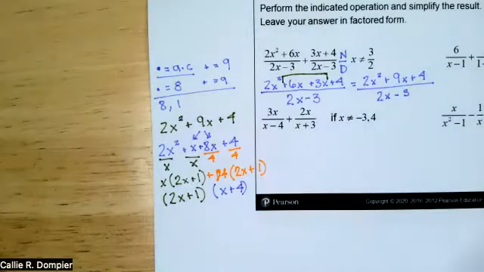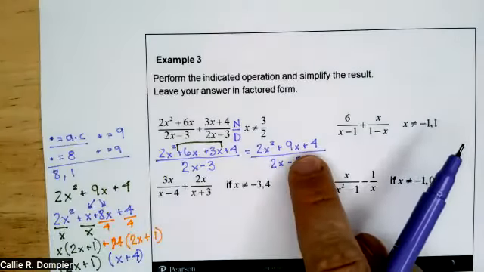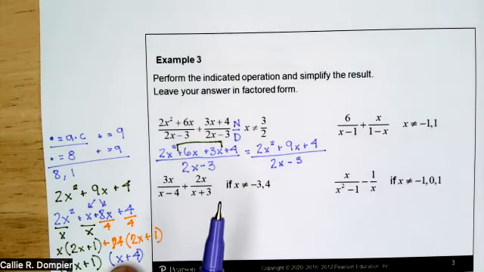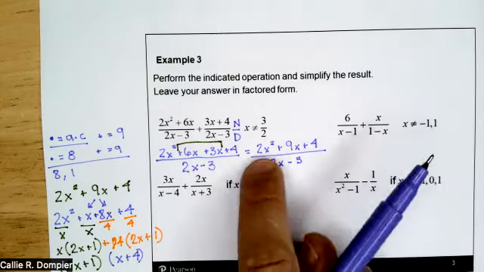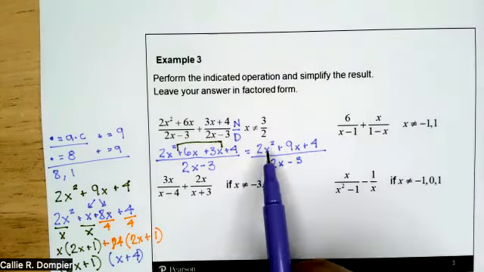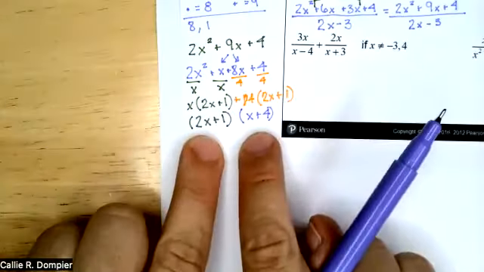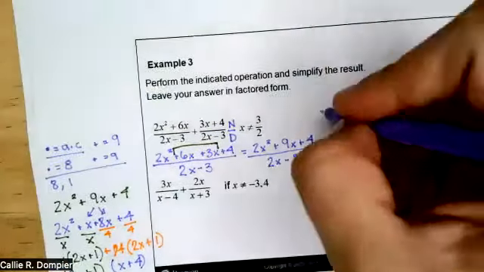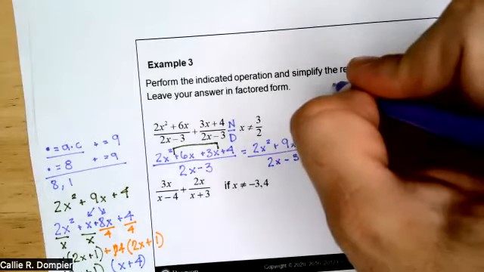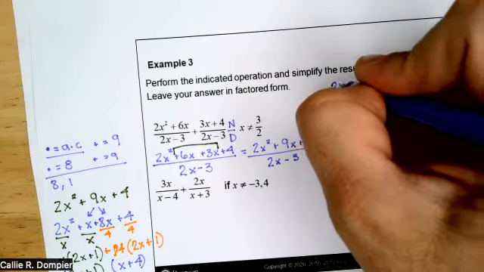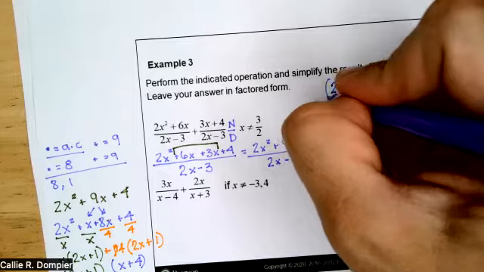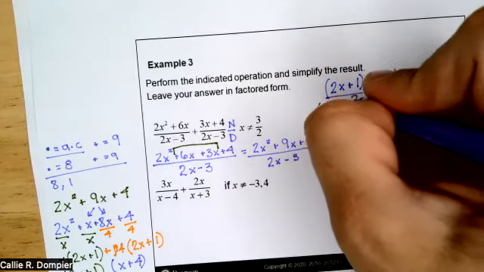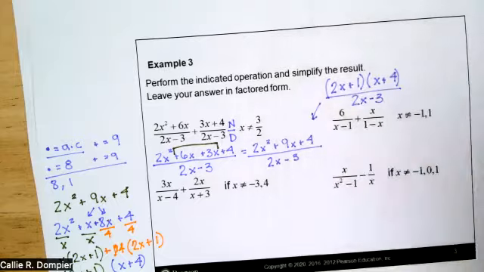That is the long way to do that. You might just see it, right? You might just see that the only factors of 2x squared are 2x and x, and the easiest way to get 9 is to multiply 4 times 2 to get 8, and then add 1. Anyway, that becomes 2x plus 1 times x plus 4 over 2x minus 3.